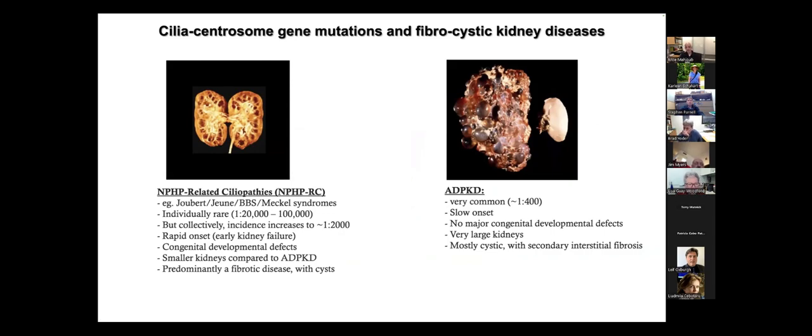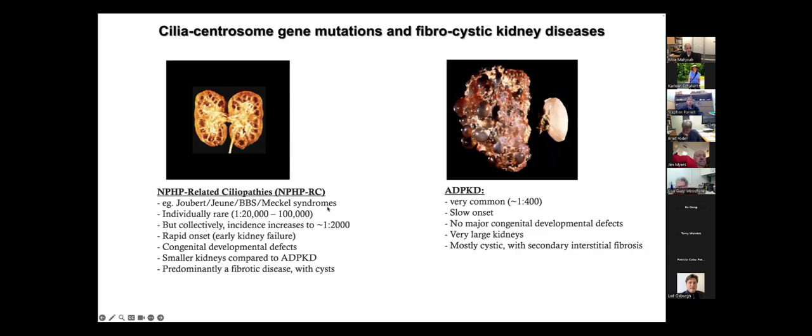You all know the differences between the very prevalent cystic disease, ADPKD, compared to these rare ones. There are morphological, clinical, molecular, cellular differences between the two diseases. The focus for today, of course, is going to be on these NPHP-RC. These are part of syndromes like Joubert syndrome, Jeune syndrome, Bardet-Biedl syndrome, Meckel syndrome, and of course, nephronophthisis itself. They're individually rare, with incidences of 1 in 100,000 to 200,000. But when you add up the incidences across all of the different ciliopathies that have this kidney phenomenon, the incidence actually goes up to about 1 in 2,000.